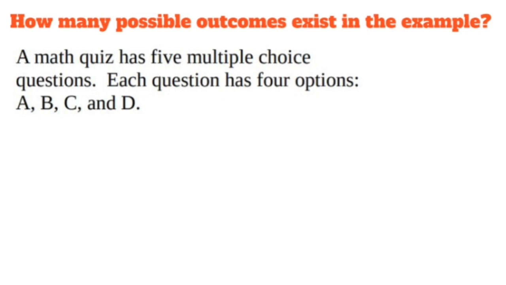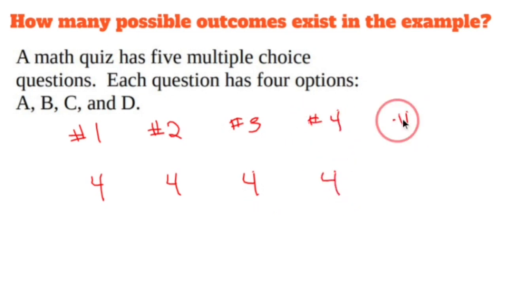But what you do when you have several things going on is you use the fundamental counting principle, which means you multiply. So question number 1, how many options do I have? 4. Question number 2, 4. Question number 3, 4. Question number 4, 4. Question number 5, 4. And you multiply everything in between.